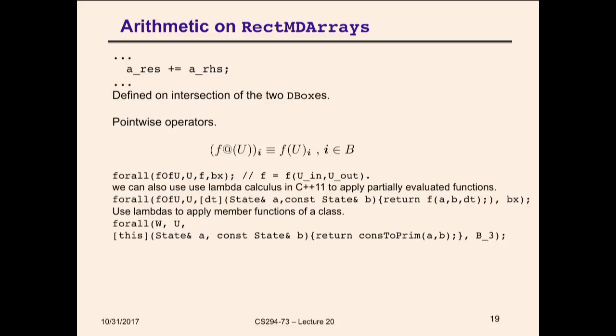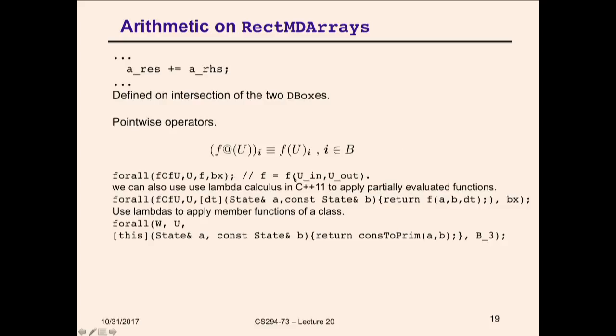And why would I need that? Well, for example, I need the equation of state gamma. That would be stored in my member data for the class, and then applied over a box. So these are the kinds of things you do, and these are typically for nonlinear problems.